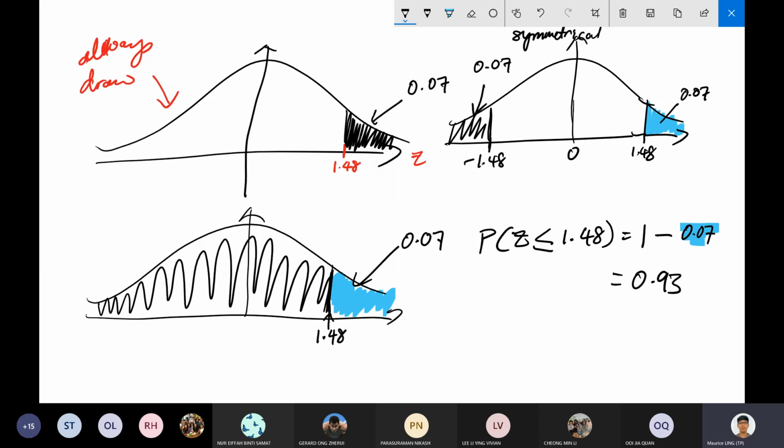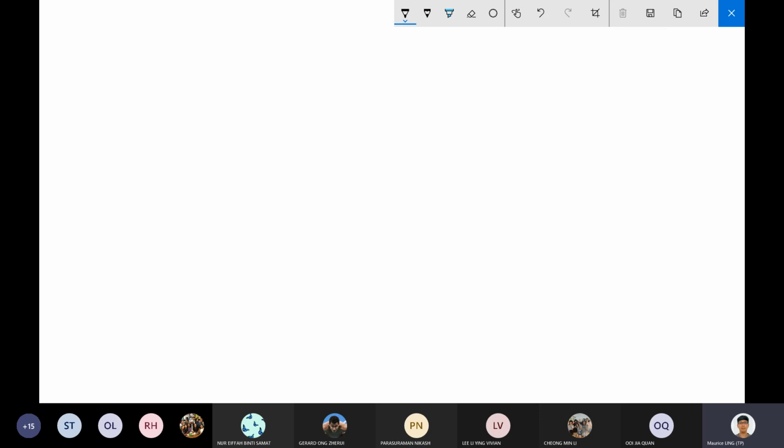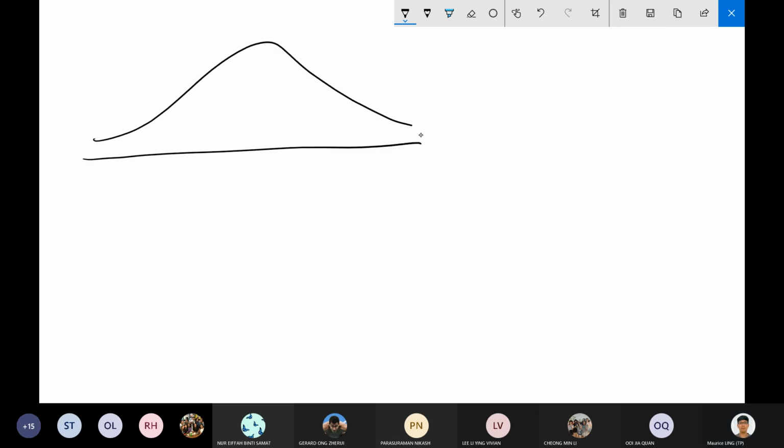All right. So let's look at the next one. For example, here is 0. This is the z-axis. I want to find the area in the middle, from minus 0.5 to 0.2. I want to find out what the area of this blue shaded region is. How do I find out?